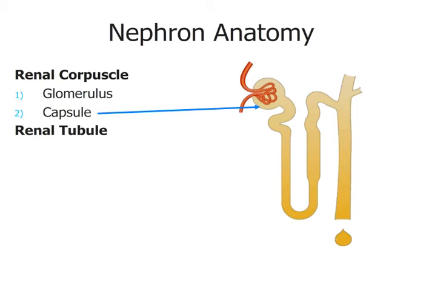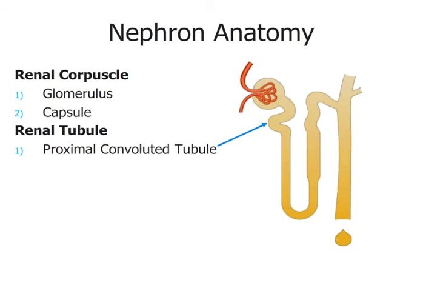So the Bowman's capsule or glomerular capsule is simply a funnel or receptacle to collect all that filtered fluid that was produced by the glomerulus. It basically collects the fluid and then puts it into the renal tubule. So the renal tubule is basically everything else in the nephron, and it consists here of the proximal convoluted tubule, and remember, proximal means near, so it's near to the glomerulus, and convoluted just means that it's wavy.